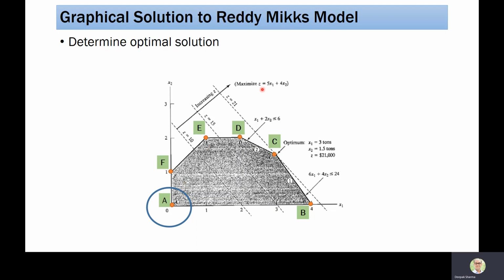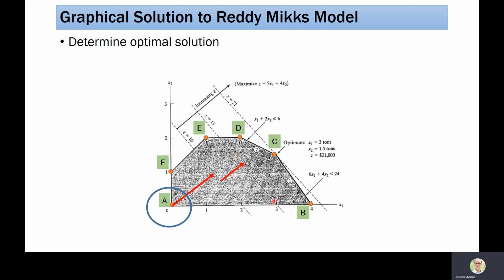So the equation of z you can see here. If I put x1 and x2 as 0, then z will also be 0. Now let us move in this direction, away from the origin. This line corresponds to 5x1 plus 4x2 equal to 10. So when I move away from the origin, the value of z is 10, which means our profit has improved. Let us move further.